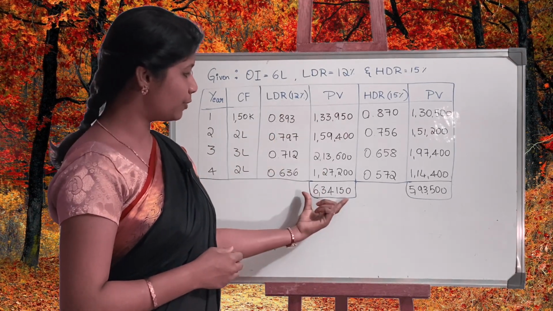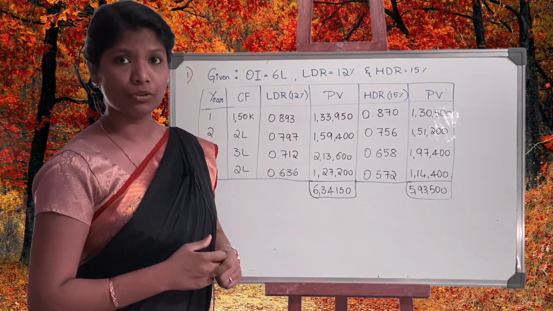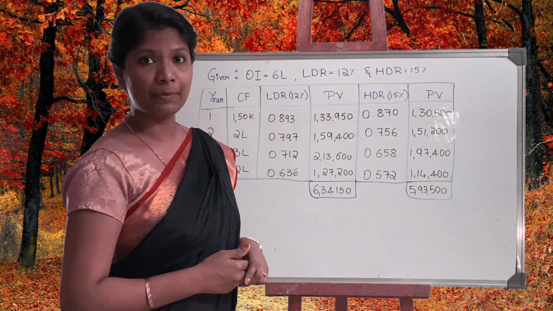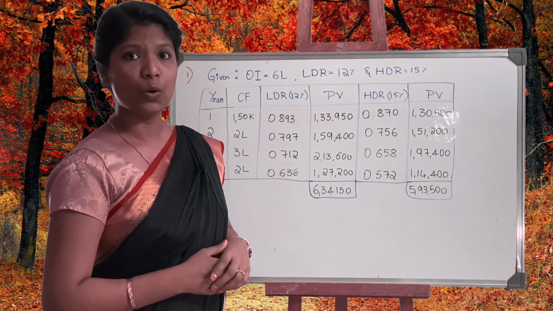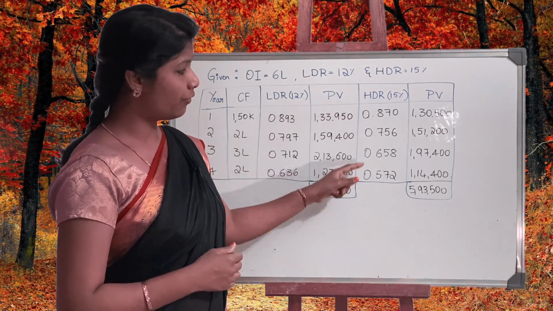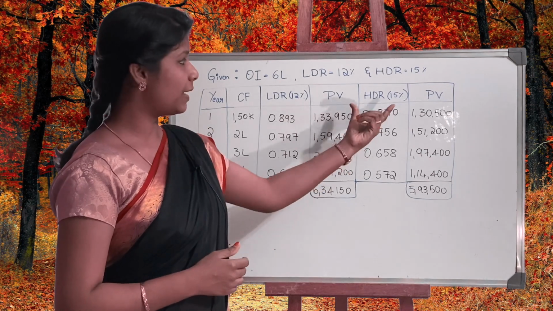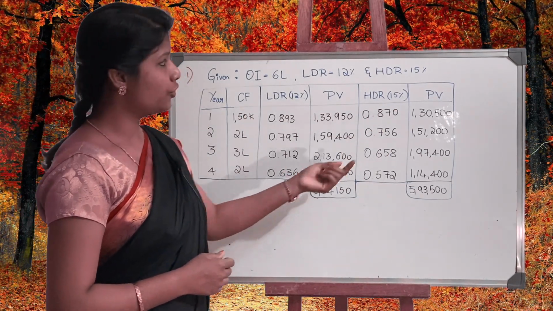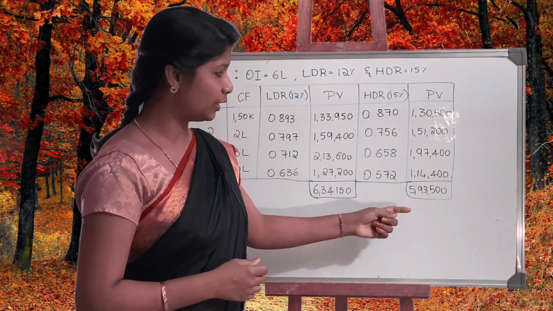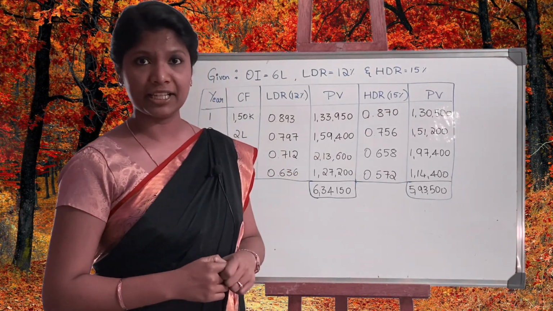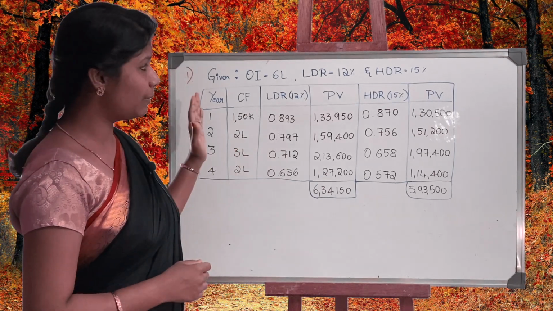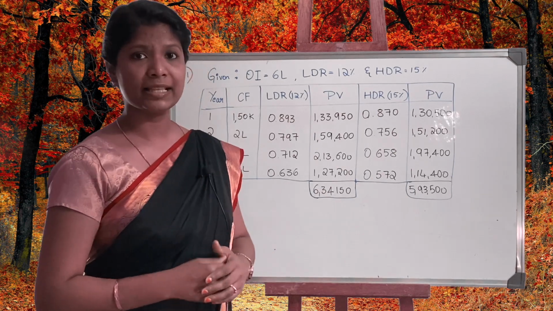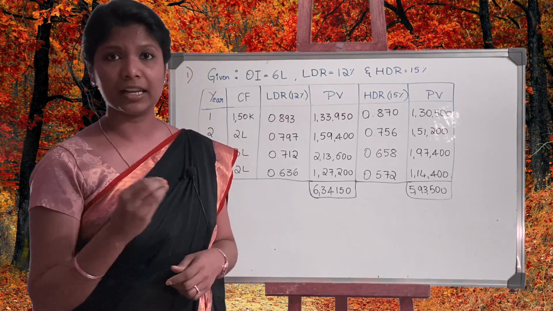Okay, will come up to 6,34,150. And next is higher discount rate at 15%, 1 divided by 1.15. When you do it for 4 years, you get these values. Multiply the discount factor with the cash flows in the second column. You will arrive at the PV values. The total is 5,93,500. So once you have completed this entire table, finding out both lowest as well as the highest, then we can implement in the IRR formula.